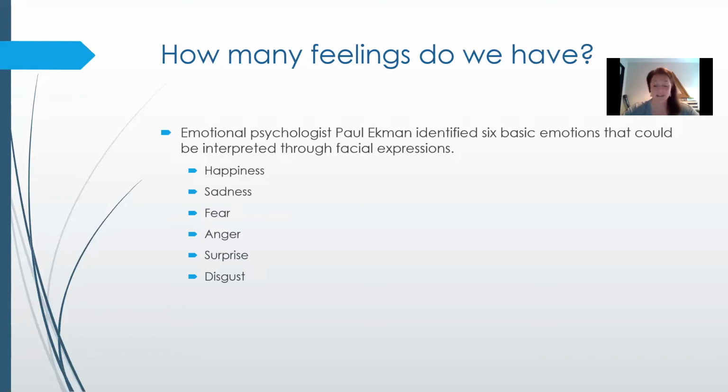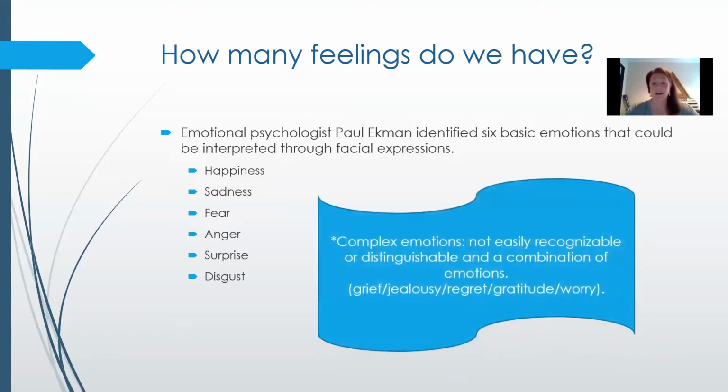Those are just the 6 basic, but there are also emotions known as complex emotions. With these it gets a little fuzzy, because what our face shows may not actually be the emotion that we're feeling. So these are not easily recognizable, and sometimes they're a combination of several emotions at once. Examples are grief, jealousy, regret, gratitude, worry, all of those emotions that really don't fit in one box.